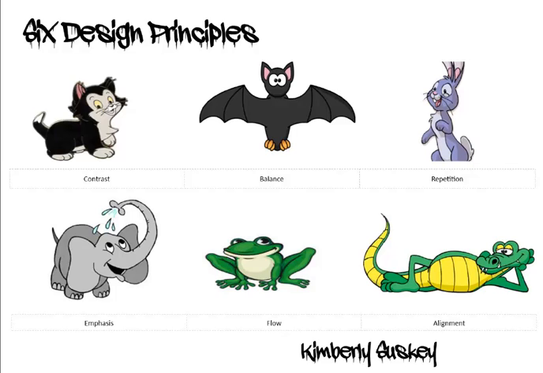You didn't really explain any of this, so I'll just have to hopefully learn more later on. But contrast is cat, balance is bat, repetition is bunny, emphasis is elephant, flow is frog, and alignment is alligator. I would have wanted to read a little about why you chose these particular images. Is it just completely random, or are these particularly important for you for some reason?